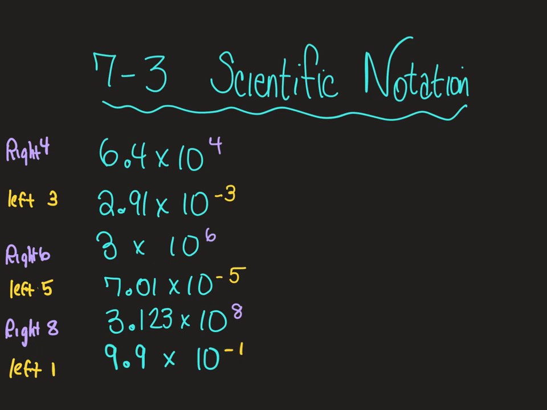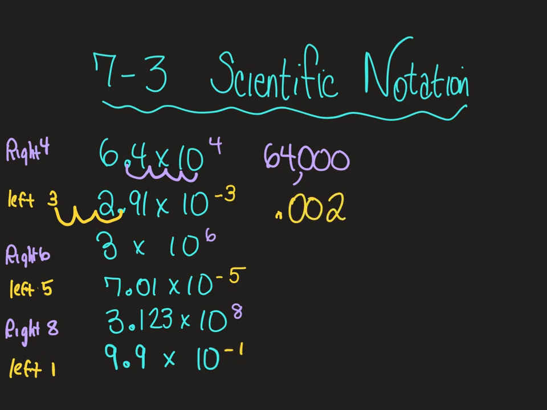So in this first one, 4 hops to the right. 1, 2, 3, 4. That means I need 3 zero placeholders, 64,000. In the next one, I'm going to go left 3 places. 1 hop, 2 hops, 3 hops. I need 2 zero placeholders, and then the 291.